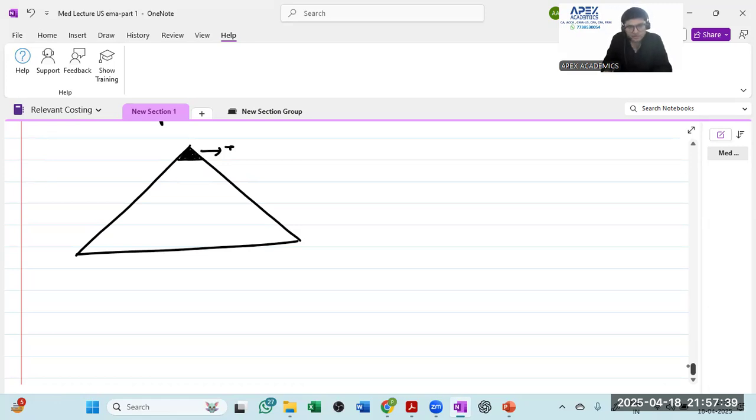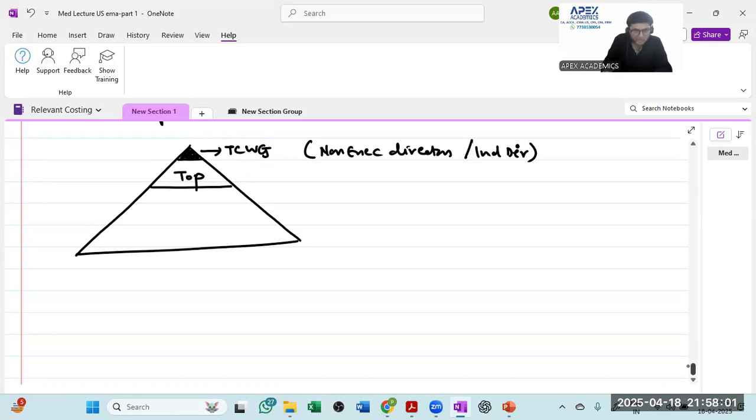So this is those charged with governance. They are the non-executive directors of the company. Matlab, they are also known as the independent directors. This is the top level of the company. This is also known as the top management or also referred to as the management.